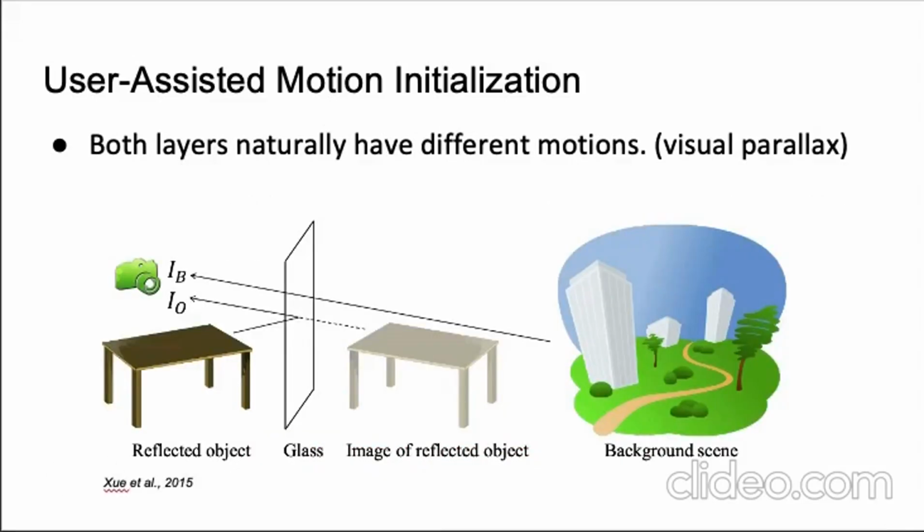But how does this relate to the problem in videos with reflections? We can also model videos with reflections as containing two layers that have different motions due to visual parallax. If the reflected object is relatively closer to the camera than the background object, the projected motion on the image plane will be larger than that of the background objects, and vice versa. From this observation, we can conclude that the background and the reflection layer have different motions, so we can classify objects in the background and reflection based on their motion.